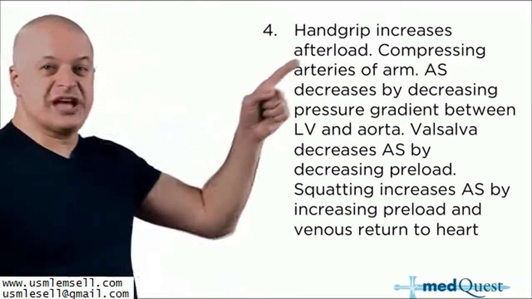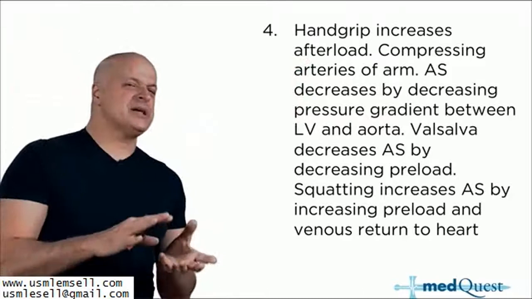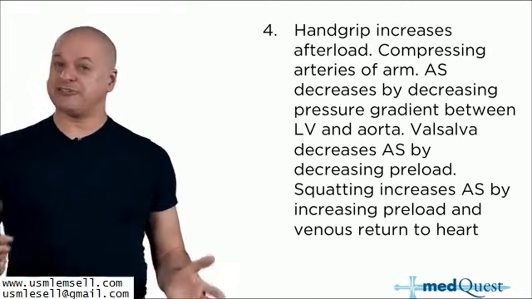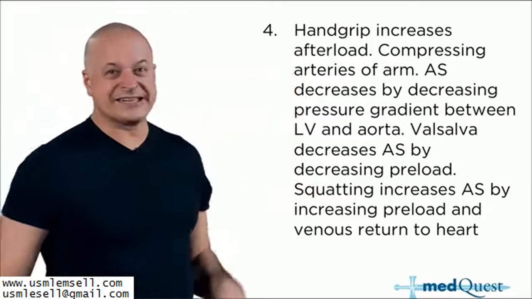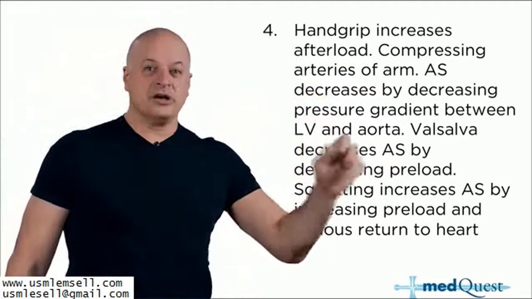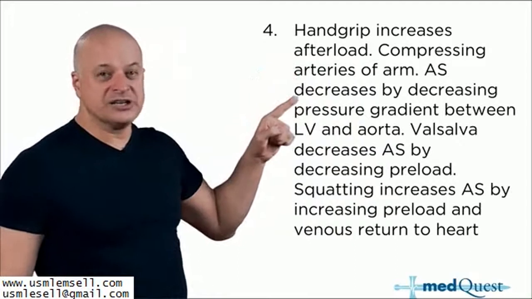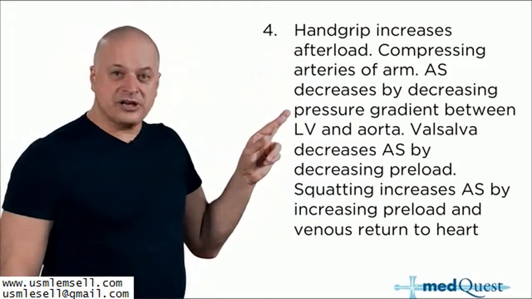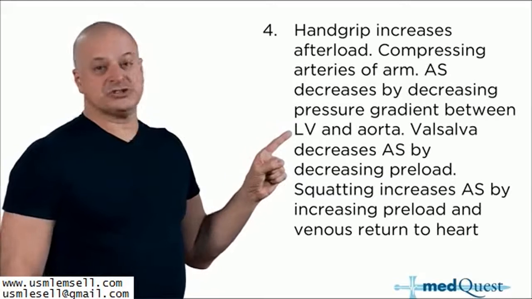Hand grip increases afterload. Because hand grip increases afterload, does it make it easier for blood to leave the heart or harder for blood to leave the heart if you increase afterload? If you increase afterload, it makes it harder for blood to leave the heart, and therefore hand grip softens the murmur of aortic stenosis, because the pressure goes up in the aorta.